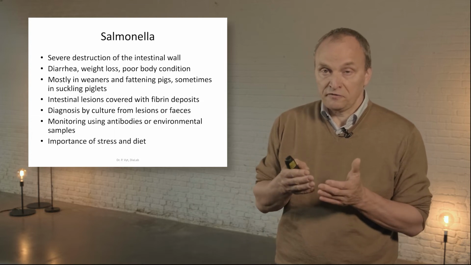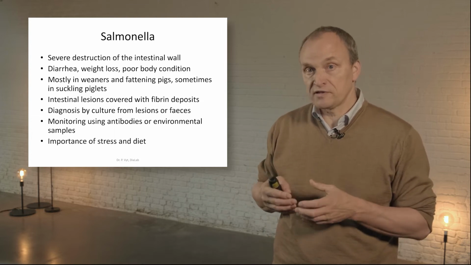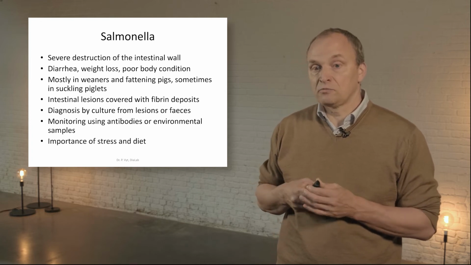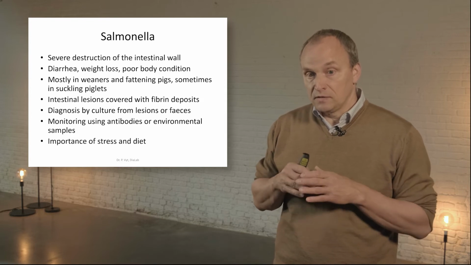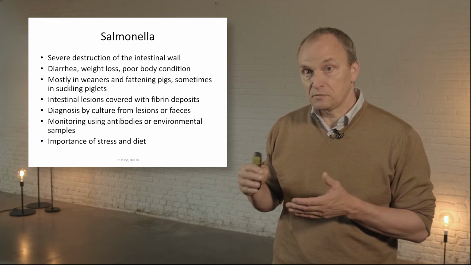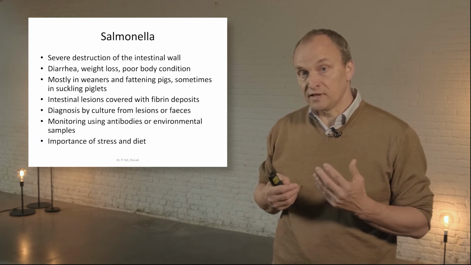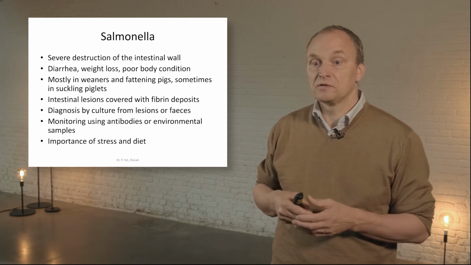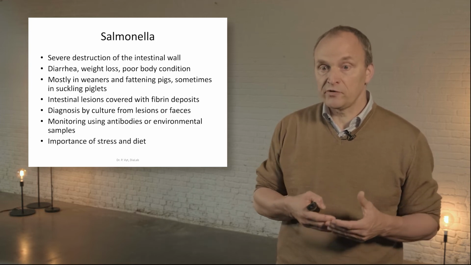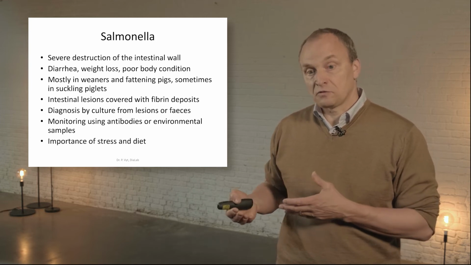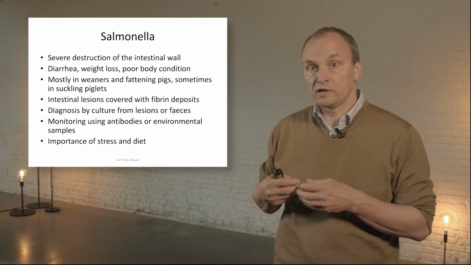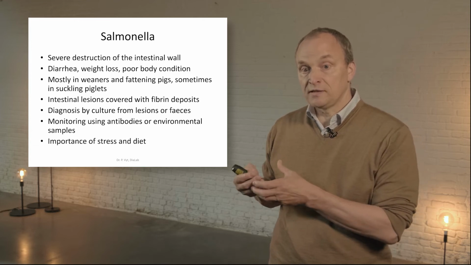It's an infection we mostly see in weaners and in small fatteners, seldomly in suckling piglets. The intestinal lesions are covered in a second phase with fibrin deposits, with a crust, so there is less resorption of nutrients to the blood. Diagnosis of Salmonella is made by culturing the bacteria from the lesions or from feces. We can also monitor the contact with the bacteria by serology, by detecting antibodies to Salmonella.